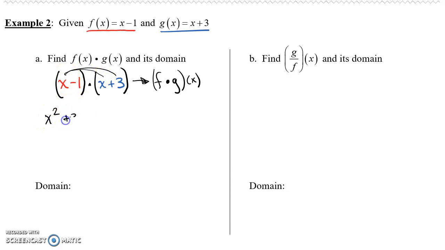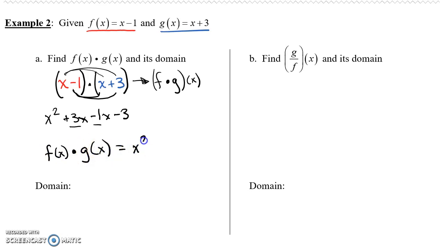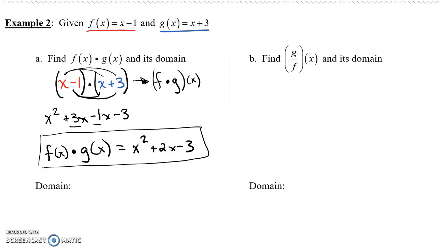plus 3x. Negative 1 times x is minus 1x. And negative 1 times 3 is minus 3. Combine my like terms. I get that my function f of x times my function g of x is equal to x squared plus 2x minus 3. There's the product of these two functions.